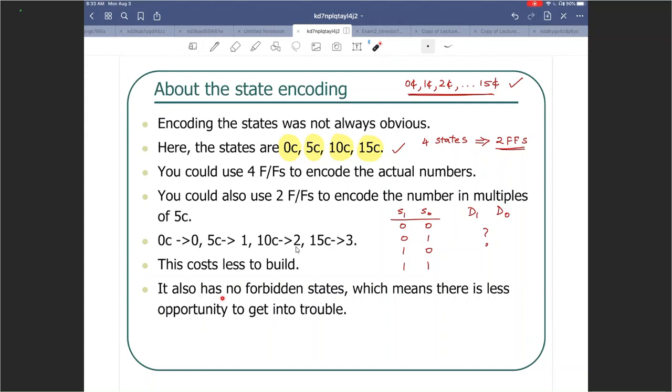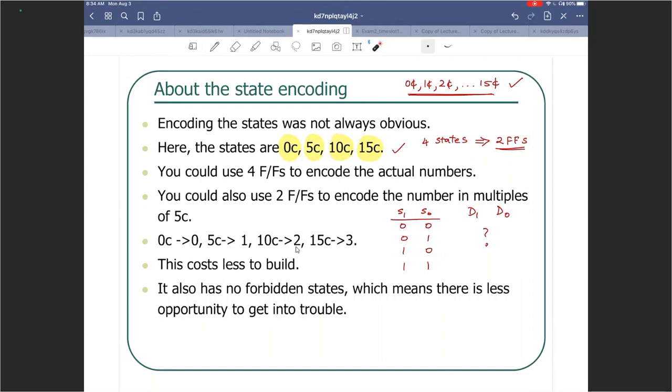It has forbidden states, right? 0 to 15, all of them adding 1 cent each. That means that there is going to be a possibility of trouble, which means that in a random power up state possibility, the vending machine might behave in an unpredictable manner. Well, you can predict it, but it might give you trouble because we know how to predict that.